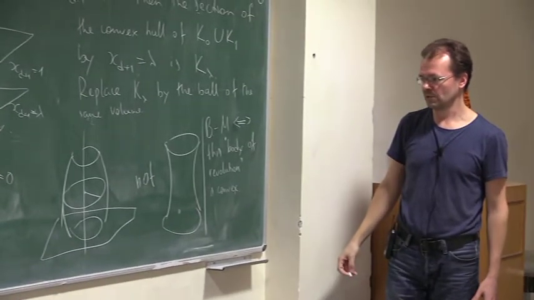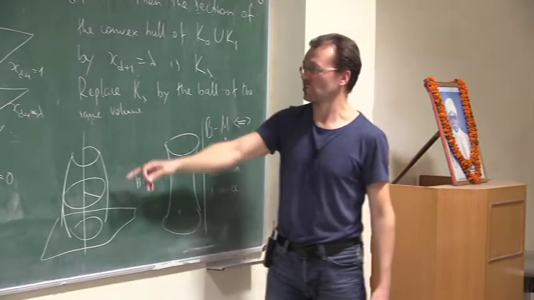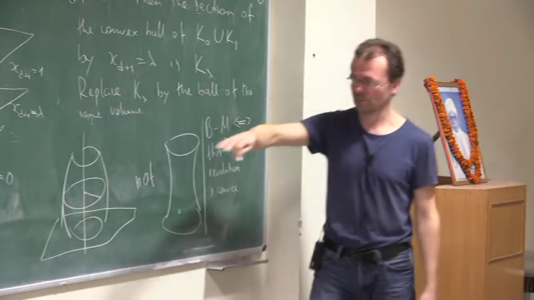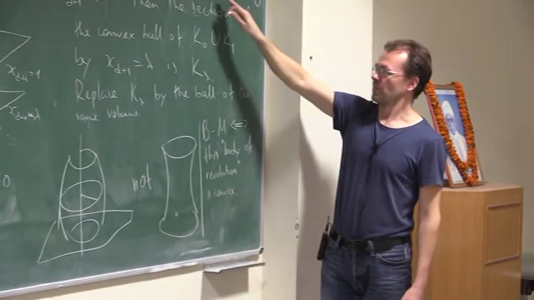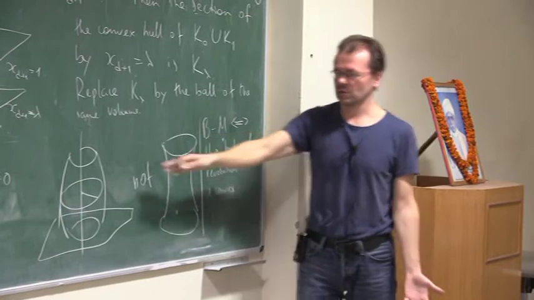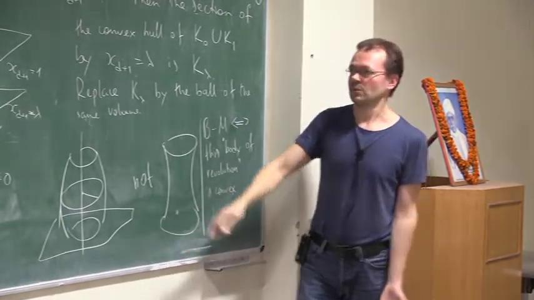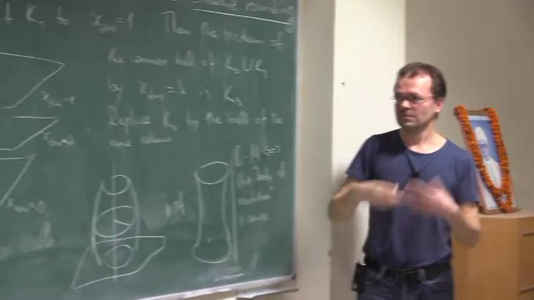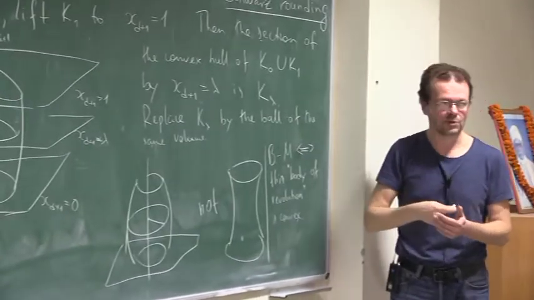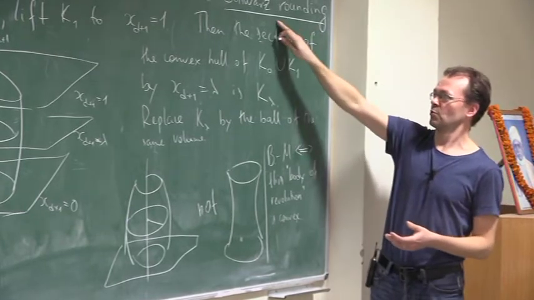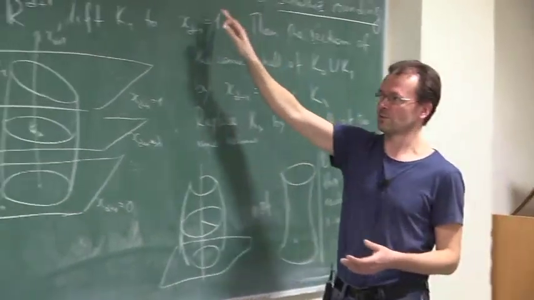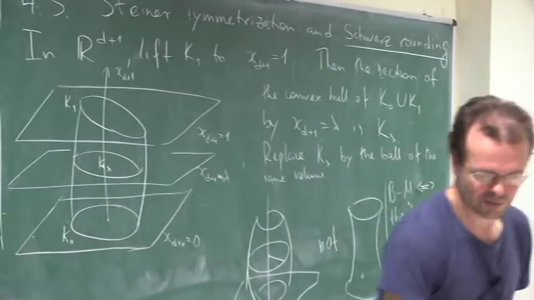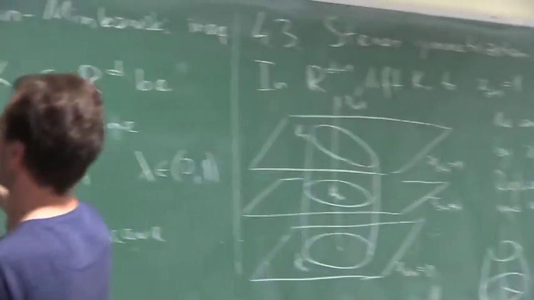So the idea now is to replace this. This procedure is what is called Schwarz rounding, replacing each section by the ball of the same volume. It is not clear that Schwarz rounding gives something convex. But there is Steiner symmetrization, which is a simple operation, and it preserves convexity. We will show that Schwarz rounding can be represented as a sequence of infinitely many Steiner symmetrizations. But first, I explain what Steiner symmetrization is.